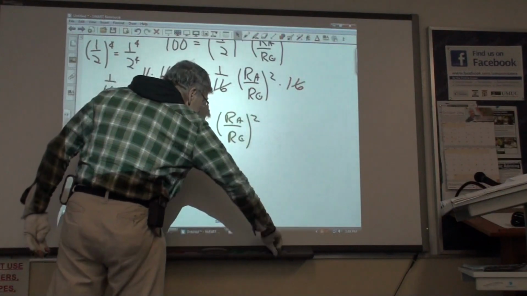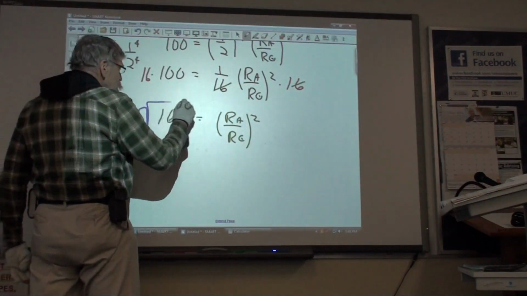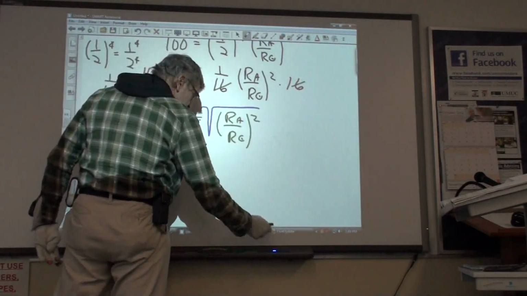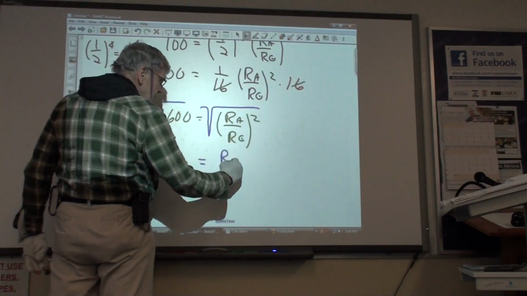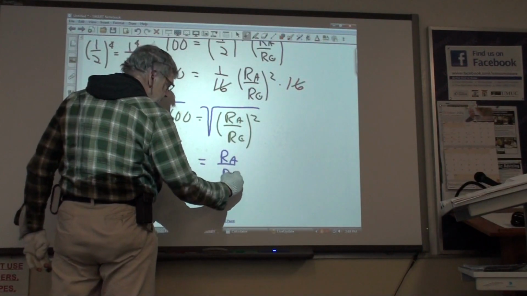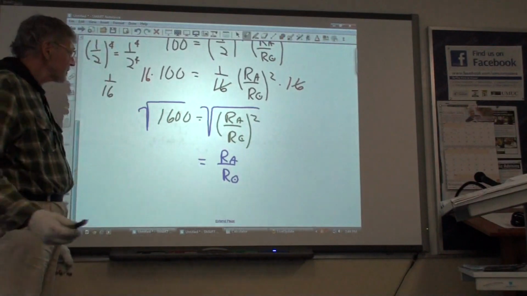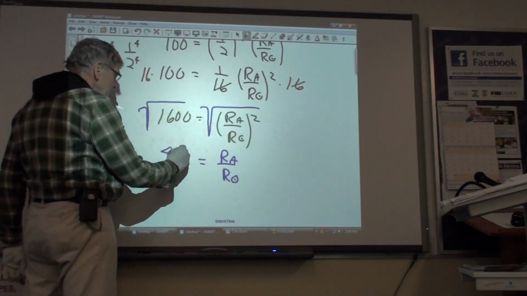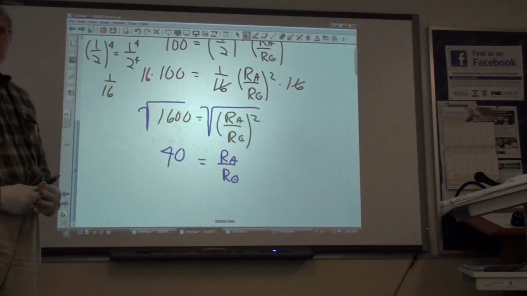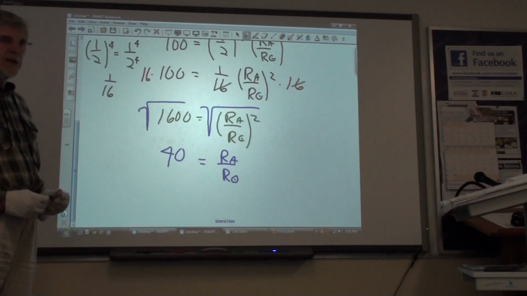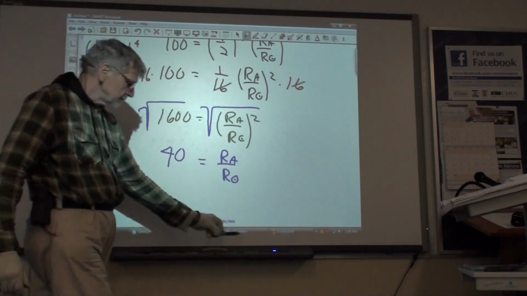And now when we just take square roots of both sides, the square root of a square is just the object itself, so the ratio of RA to R sun is the square root of 1600, which is 40. So this star has a radius 40 times that of the sun.